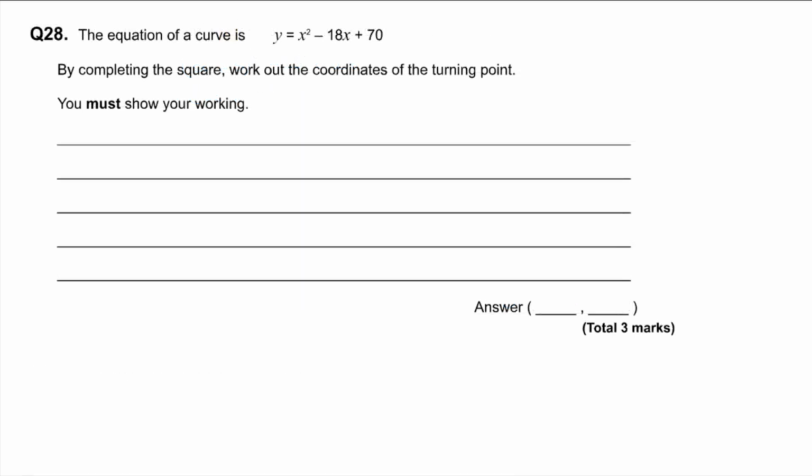Question 28, the equation of a curve is y is equal to x squared minus 18x plus 70. By completing the square, work out the coordinates of the turning point. You must show your working. Okay, so here's my coefficient of x here, it's minus 18. So I'm going to rewrite this in complete square form.